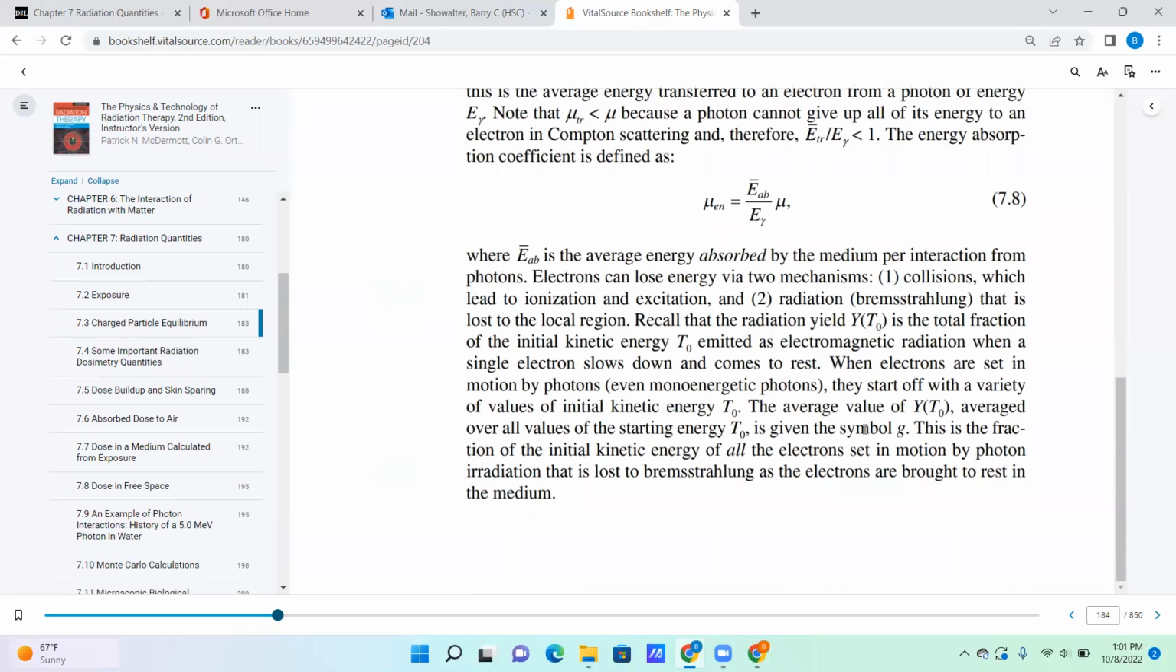And recall that the radiation yield is the total fraction of initial kinetic energy emitted as electromagnetic radiation when a single electron slows down and comes to rest. When the electrons are set in motion by photons, they start off with a variety of values of initial kinetic energy. The average value, averaged over all values of starting energy T sub naught, is given by the symbol g. This is the fraction of the initial kinetic energy of all electrons set in motion by photon radiation that is lost to Bremsstrahlung as the electrons are brought to rest in the medium.